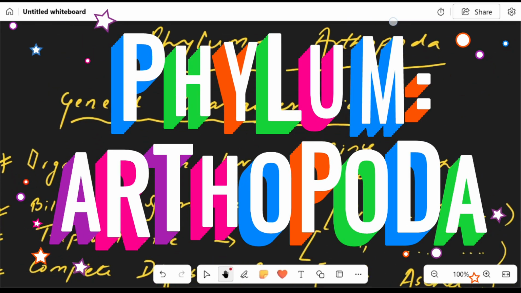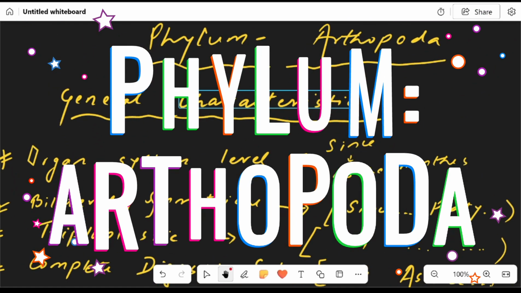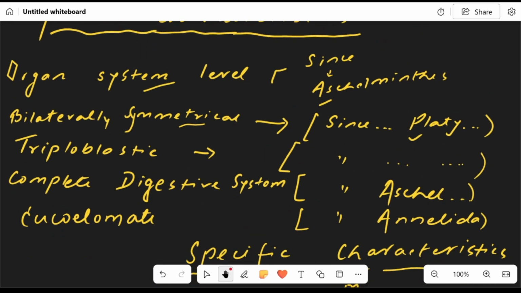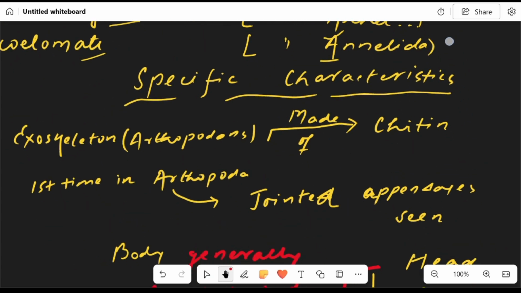Now let us move to phylum Arthropoda. Phylum Arthropoda also shows the organ system level, since Aschelminthes. It's bilaterally symmetrical since Platyhelminthes, triploblastic since Platyhelminthes, complete digestive system since Aschelminthes, and eucoelomate since Annelida. First time eucoelomate in Annelida.